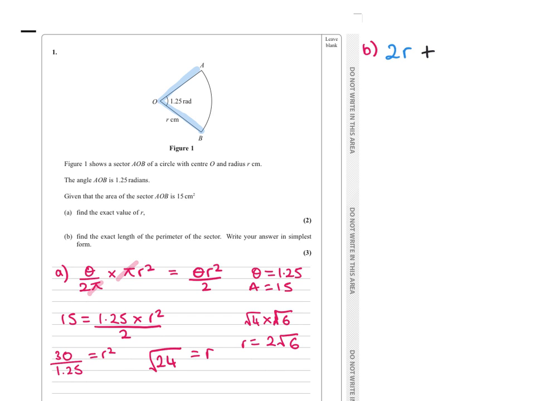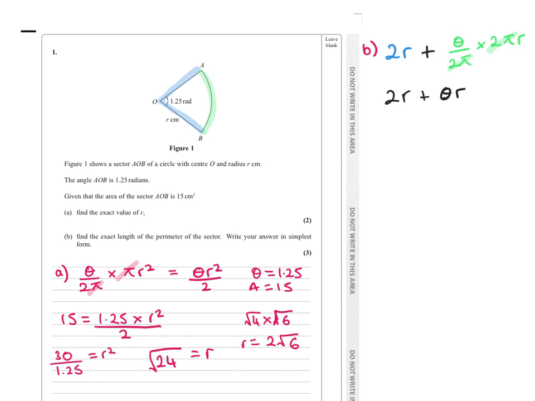Plus, we then need, let me get the highlighter. We then need this arc length, okay? Now again, how do we find arc length? Well, we know it's going to be theta over 2 pi multiplied by 2 pi r. Okay, so again, we're going to cancel 2 pi and 2 pi, so it's just theta r. So our formula that we're going to have is 2r plus theta times r. Okay, we know what r is, we know what theta is, so we can literally substitute everything in.